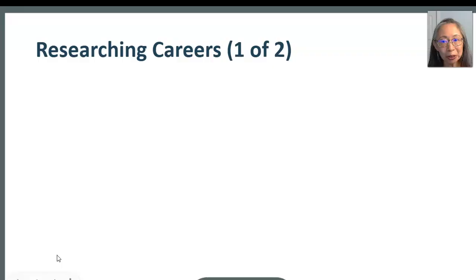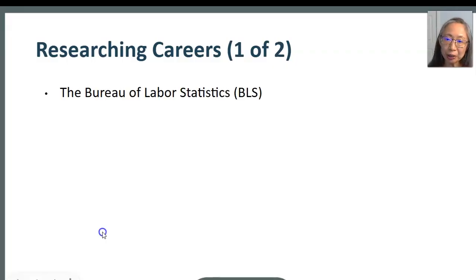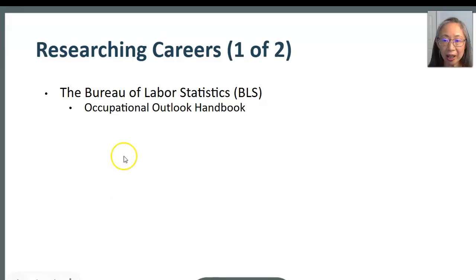So when you're ready to research careers, let's take a look at some more resources. Most schools have a career center, and they're a great place to start. Another very useful resource is the Bureau of Labor Statistics. The Bureau of Labor Statistics collects a lot of data about jobs and also about different careers. Each year they put out an Occupational Outlook Handbook, and you can get that on their website.